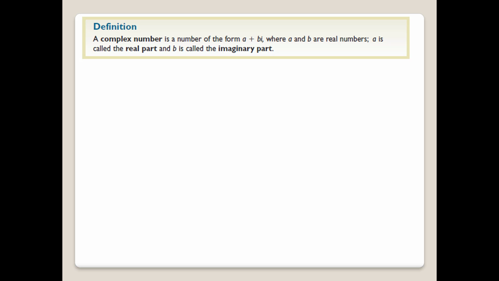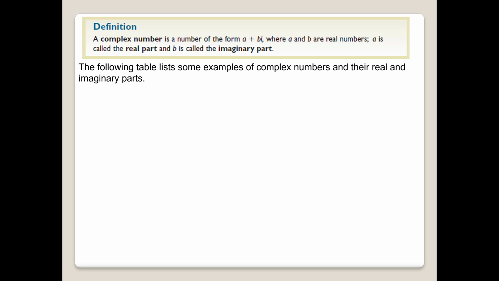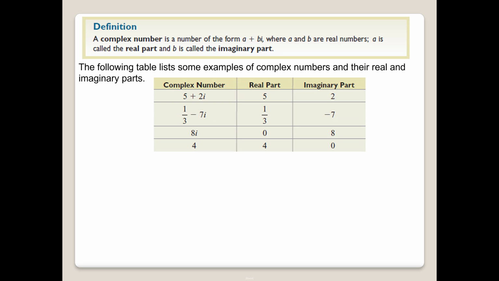Another definition here: a complex number is a number of the form a plus bi, where a and b are real numbers. a is called the real part and b is called the imaginary part. It's the imaginary part because it is connected with and multiplied times the imaginary number. The following table will show some examples of complex numbers and their real and imaginary parts. It lays out which is the real part and which is the imaginary. You can look over those and understand that the ones connected with the i are the imaginary parts and the ones in front are your real numbers.